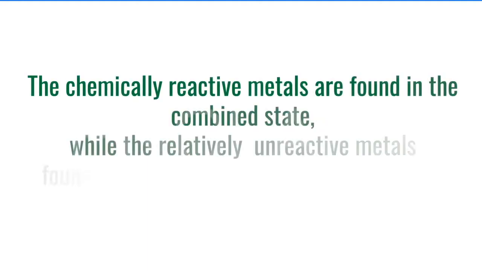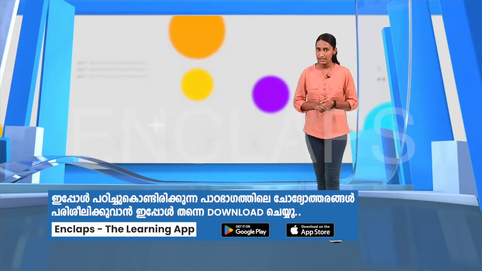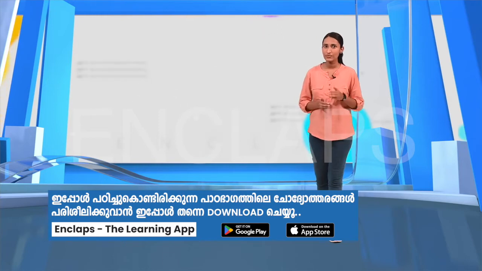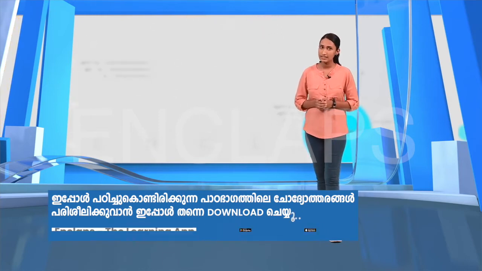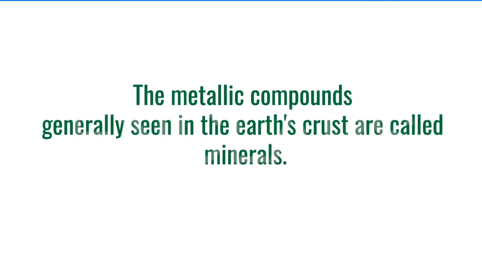The chemically reactive metals are found in the combined state, while the relatively unreactive metals are found in the native state in the earth crust. The metals like platinum, gold, etc. are generally unreactive metals, so they are found in the native state in the earth crust. The metallic compounds generally seen in the earth crust are called minerals.